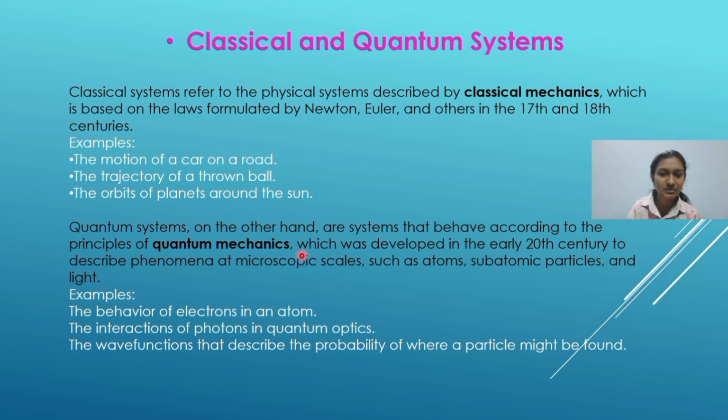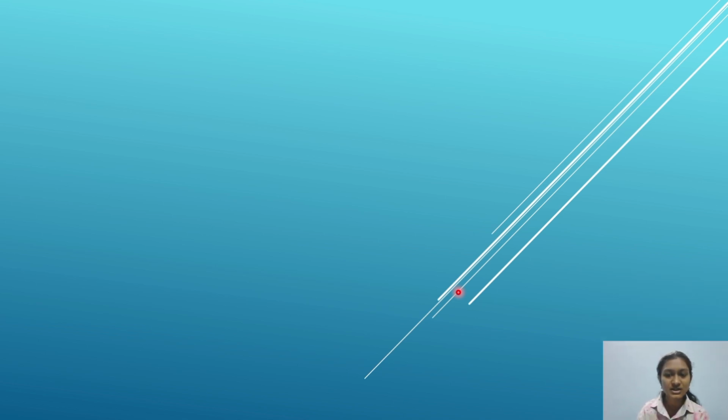On the other hand, quantum mechanics deals with phenomena at the microscopic scales, that is, atoms, subatomic particles, etc. The examples are the behavior of electrons in an atom, interaction of photons in quantum optics, and so on. Basically, the main difference is that classical mechanics deals with macroscopic particles, whereas quantum mechanics deals with microscopic particles. Before going to the billiard ball, we first need to know what an adjacency matrix is.